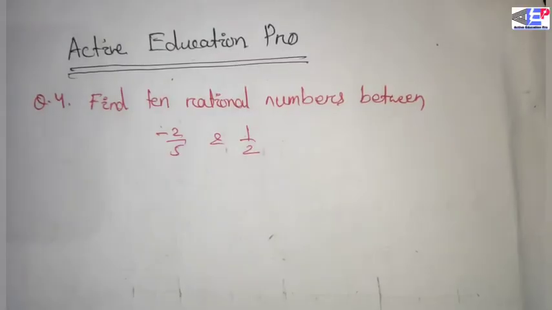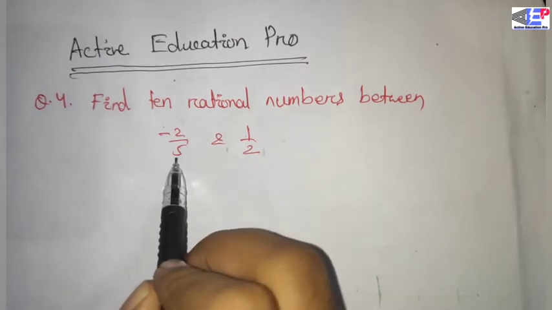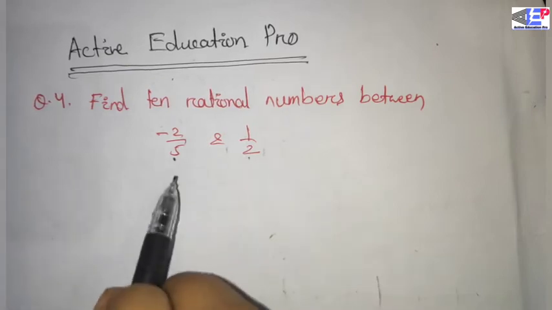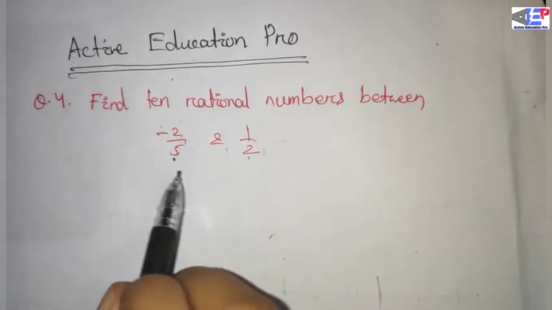Today in this video we are going to solve question number 4 from exercise 1.2 on the chapter Rational Numbers from class 8. Our question number 4 is: find 10 rational numbers between minus 2 by 5 and 1 by 2. In this case, the denominators of the two rational numbers are different. Here one denominator is 5 and the other is 2. So first, make both the denominators the same.